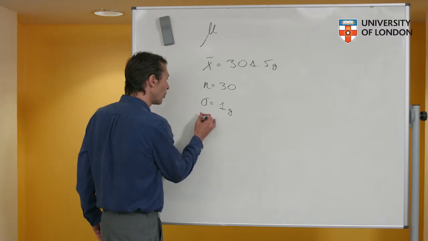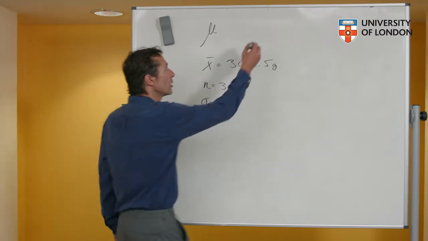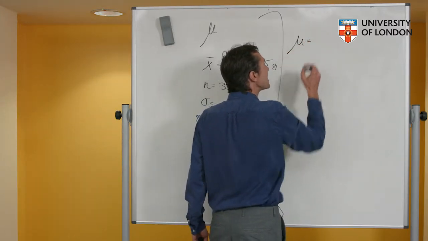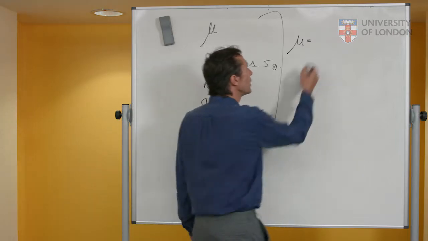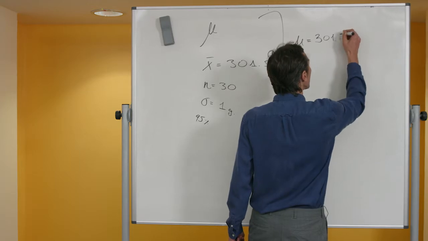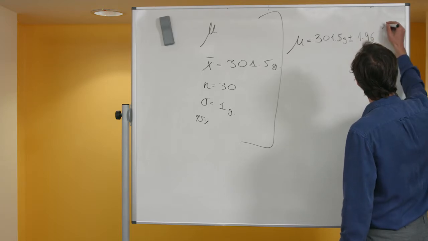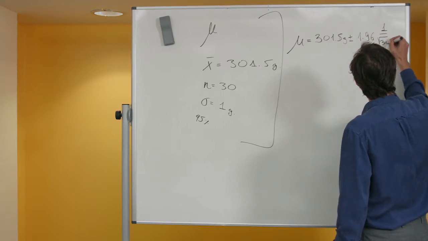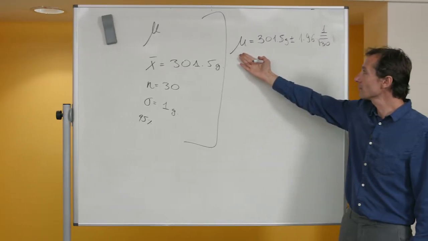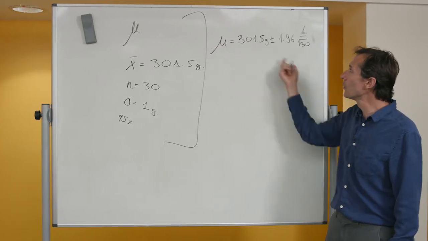We also were told that we're talking about 95% confidence. So let's try to plug back in the values. So we said that the mu with 95% confidence will be 301.5 grams plus minus 1.96, 1 over square root of 30. In other words, we can say that with 95% confidence we can say that mu will be in this region.